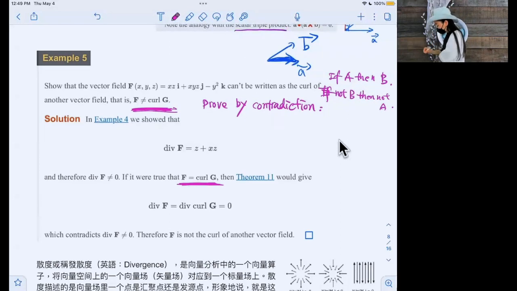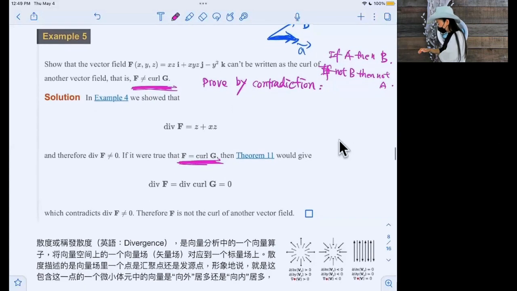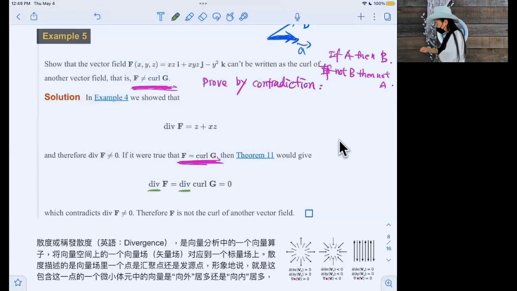Then what happens? If this is true, then what happens? Remember the theorem we just had above? When you take the divergence of the curl of a vector field, what's the result? That should be equal to 0, right? So the divergence of the curl of any vector field, when the components have continuous second order partial derivatives, is always equal to 0. The divergence of a curl of a vector field equals 0, okay?